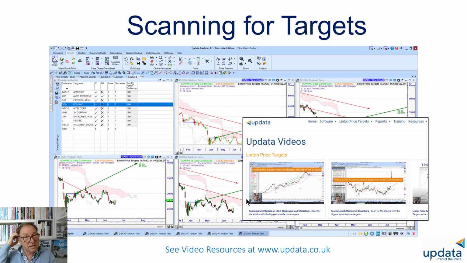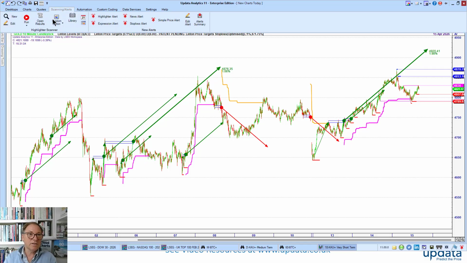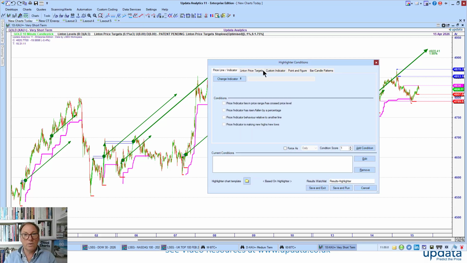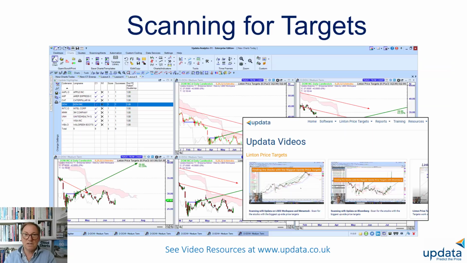Scanning for the targets, this is again something that's really powerful in Updata, and I've got various scans where I can go and scan for the targets, and if I wanted to write a new scan and I go for the price targets, there's a whole series of things. I can scan for multiple targets. I can scan for percentage to target, how far into the future, whole series of things that I can scan for.